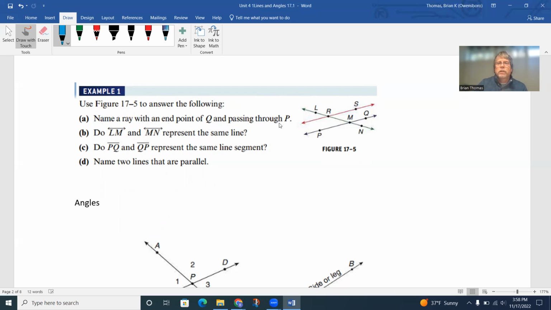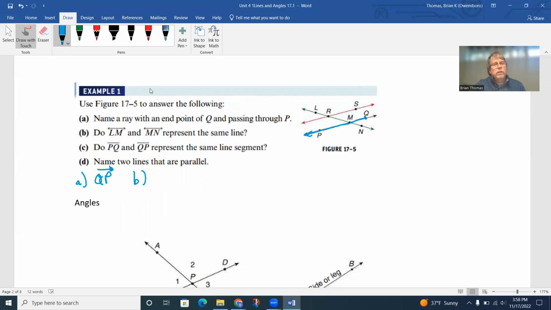So if we look at that, on our graph, we kind of see Q is its endpoint, and it passes through P. So if we want to name that, the name of that would just be ray QP. So you put the endpoint first and the P second. So ray QP would be the name of that.